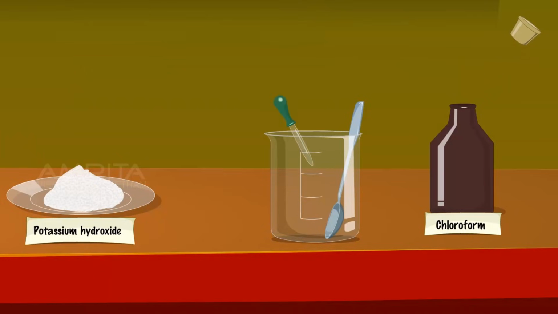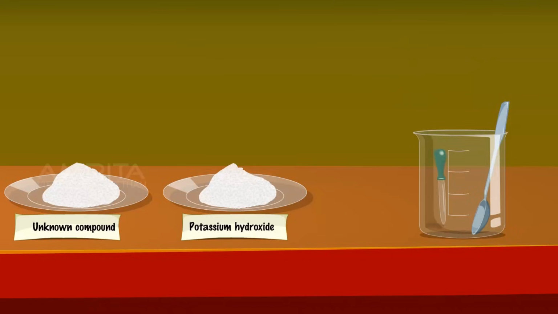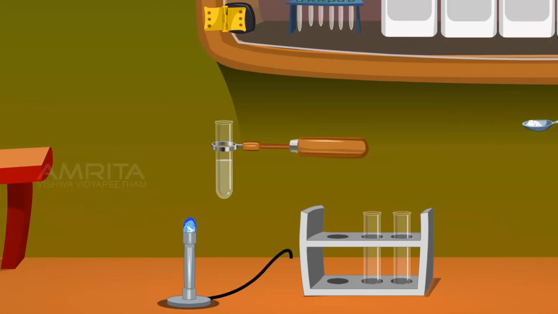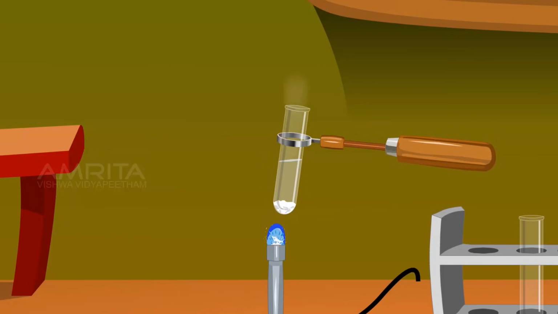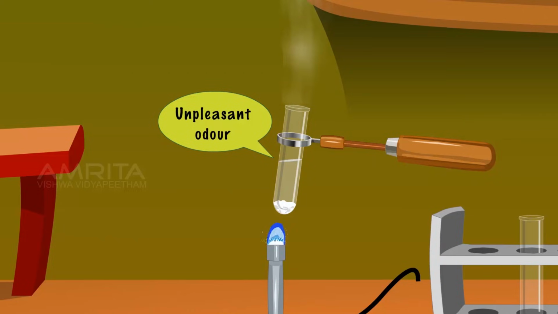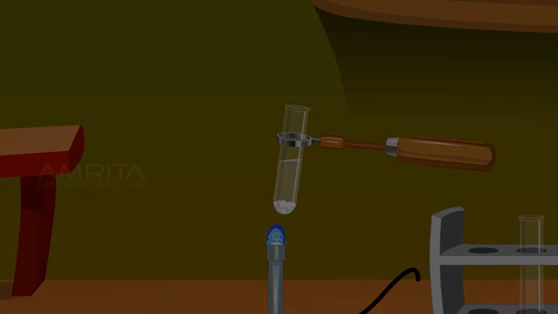Using a dropper, take a few drops of chloroform. Add it into the test tube. Add a small amount of the given unknown compound in the same test tube. Gently warm it. Aliphatic as well as aromatic primary amines, when warmed with chloroform and alcoholic KOH, give isocyanide, which has an offensive smell.